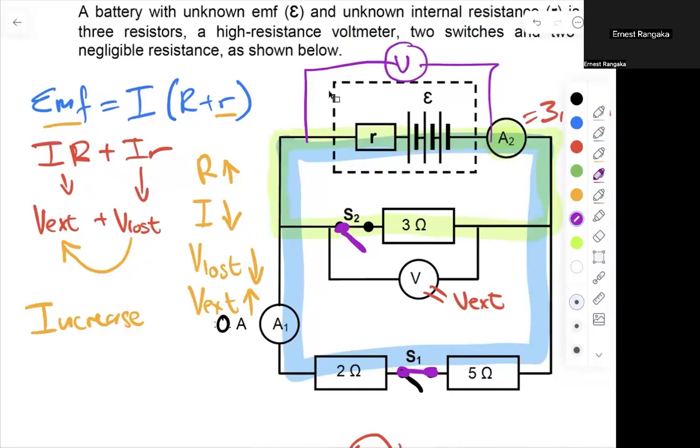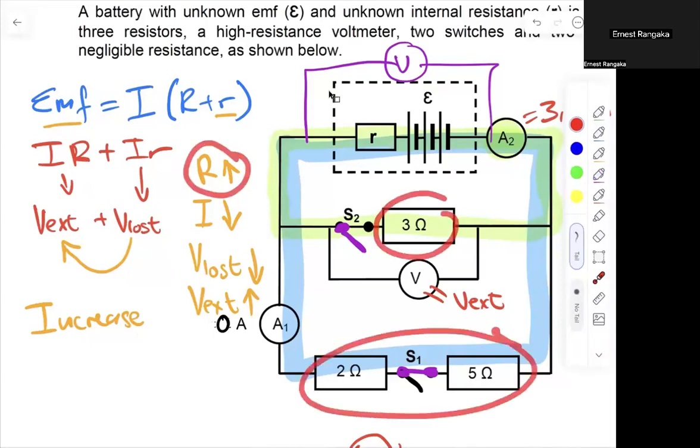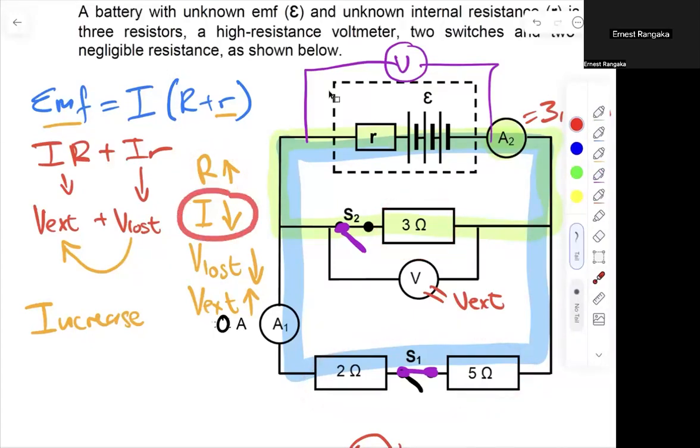Now, V external is dependent on how many lost volts, or what voltage do I lose inside my battery. The more voltage I lose in my battery, the less my V external is going to be. The less I lose in my battery, the more my V external is going to be. So in this case here, I increased my resistance from 3 to 7, which means the current in my entire circuit went down, which means when the current goes down, it includes the current that goes right through my battery. And that current through the battery goes through, you can imagine, this internal resistor, and that I small r is going to go down.